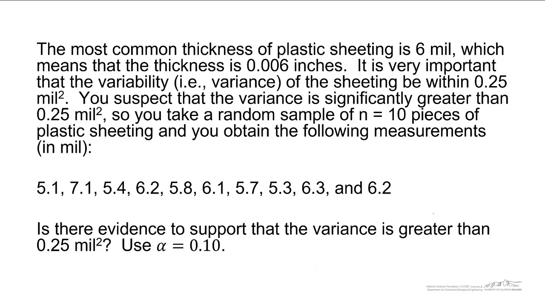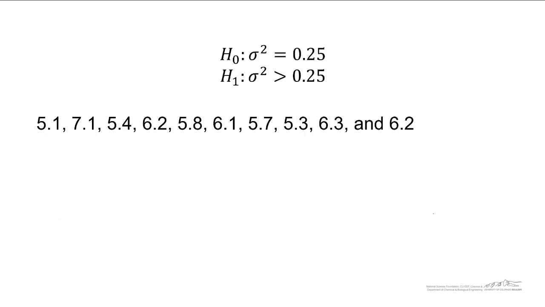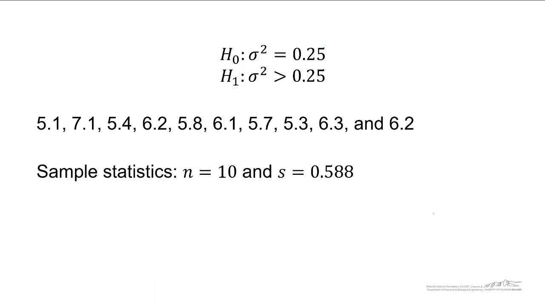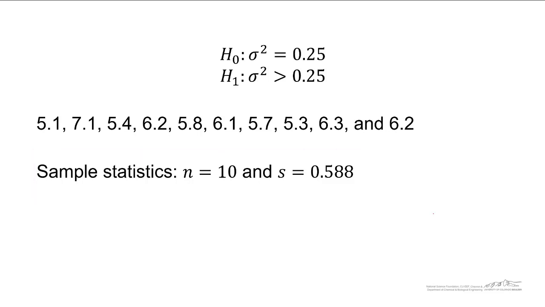So let's go through this example. Is there evidence to support that the variance is greater than 0.25 square mils? We're going to use an alpha of 0.10. Our null hypothesis is that the population variance is 0.25, and the alternate hypothesis is that the variance is greater than 0.25. If we take our sample and compute statistics, there are 10 samples. Our sample standard deviation is 0.588.